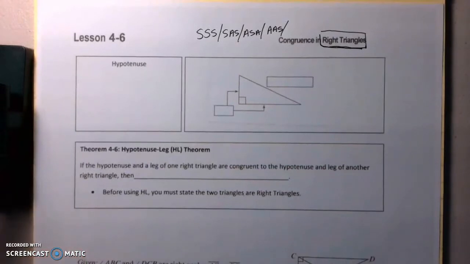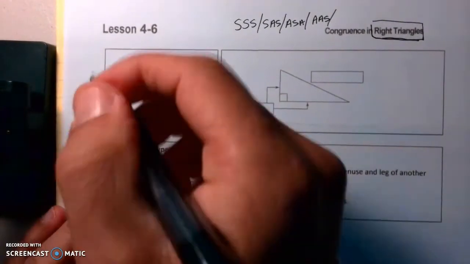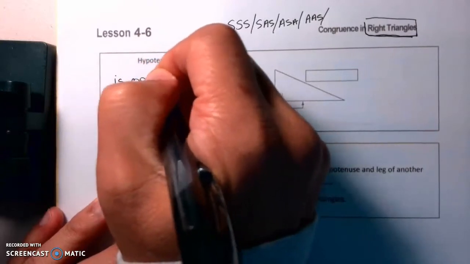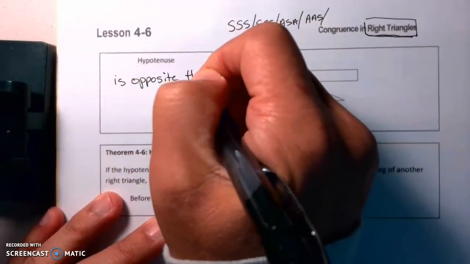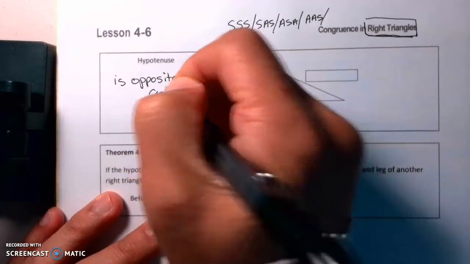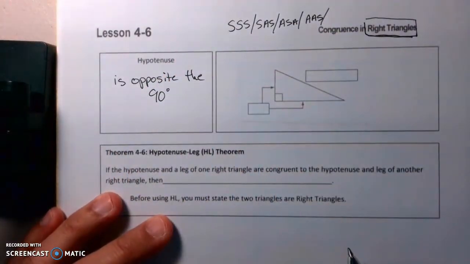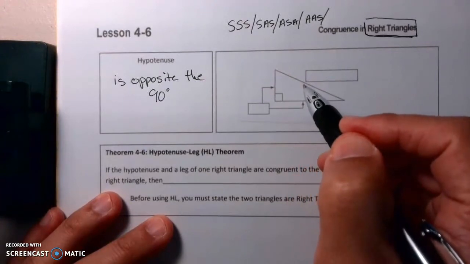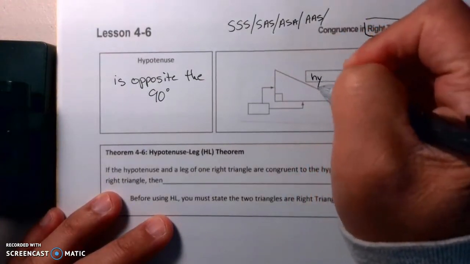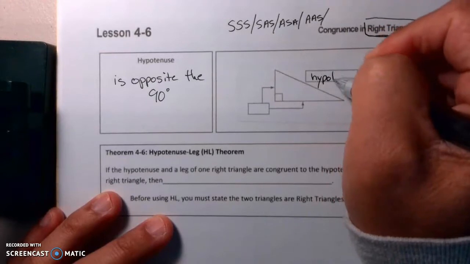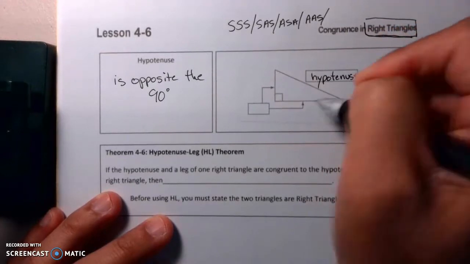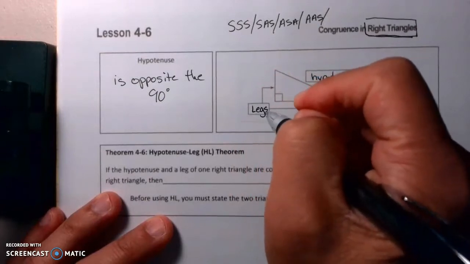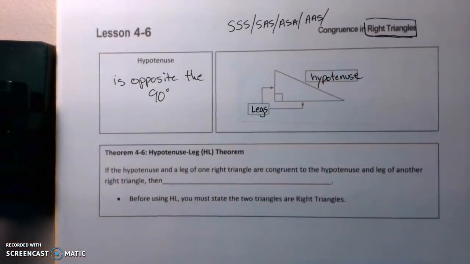A few things here with the right triangle. The hypotenuse is opposite the 90 degrees, the right angle. It is the longest side of the right triangle. So if this is the 90-degree angle here, you go across that 90 degrees, this is the hypotenuse. And the other two side lengths of the right triangle are called legs. I mean, you can obviously just call them sides, but they are also called legs.